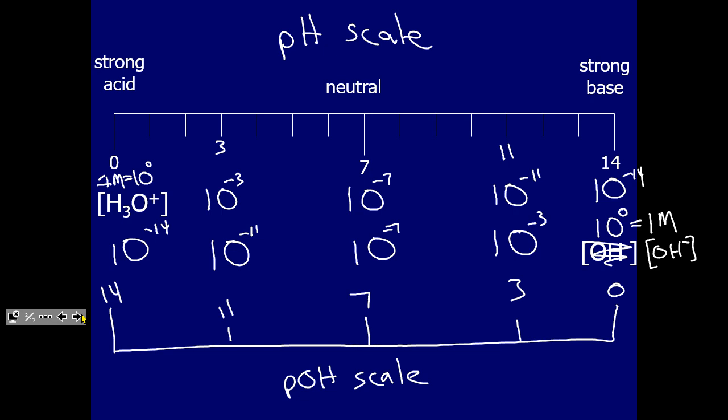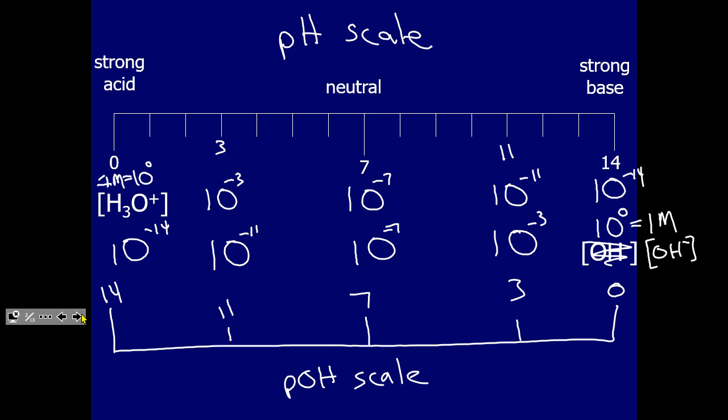What this means is, if I know the pH, I can figure out what the pOH is. And if I know the pOH, I can figure out what the pH is. Because what's true about the pH and the pOH at every point on that scale? They add to 14. They're equal to 14. So if I know one, I just have to subtract from 14, and I know the other.